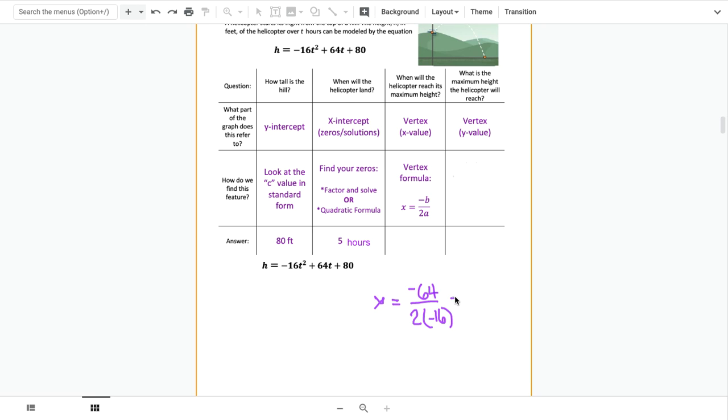And so what does that equal? It equals negative 64 over negative 32. And what will I get when I divide these out? Positive 2. So that's it. That's the x value of my vertex. And that's going to answer this question here. When will it hit its maximum height? It's going to hit it at 2 hours.